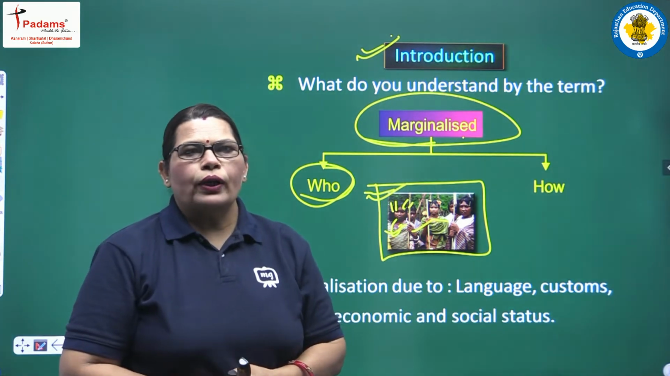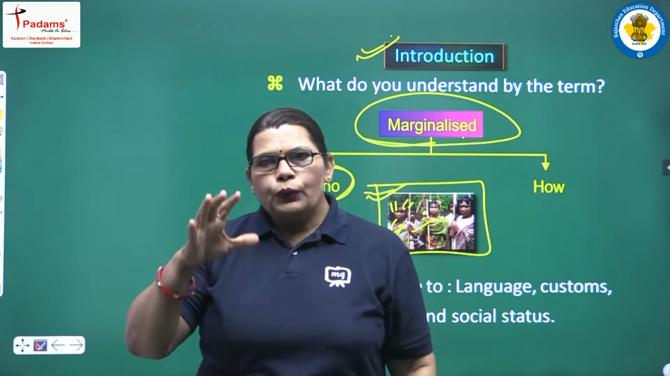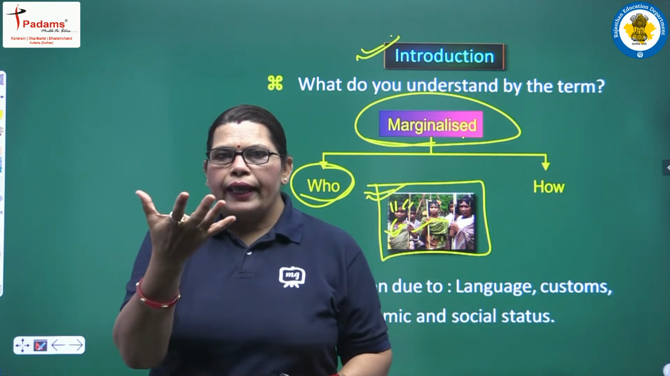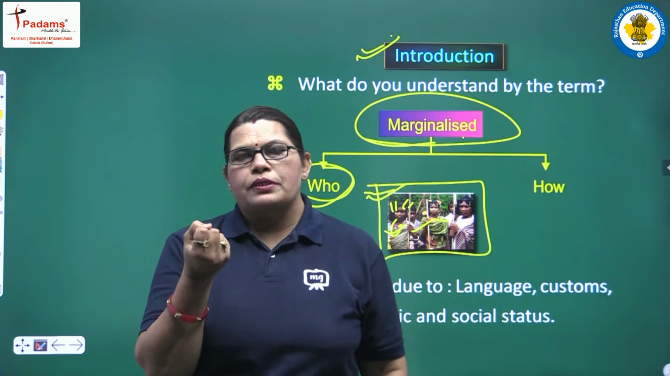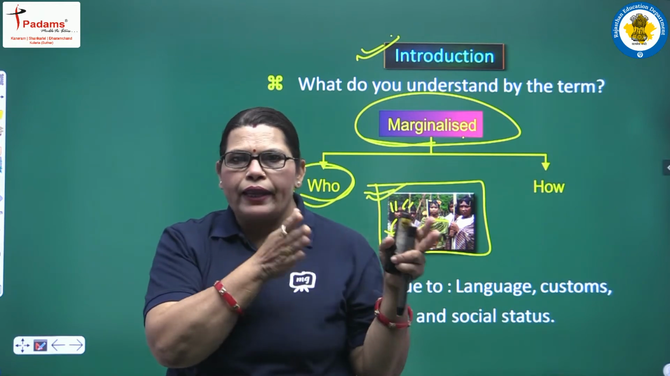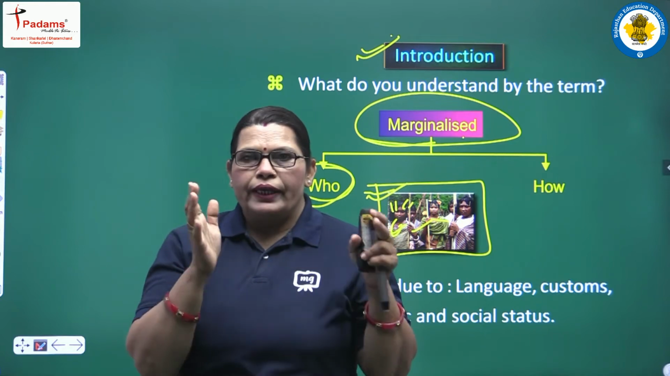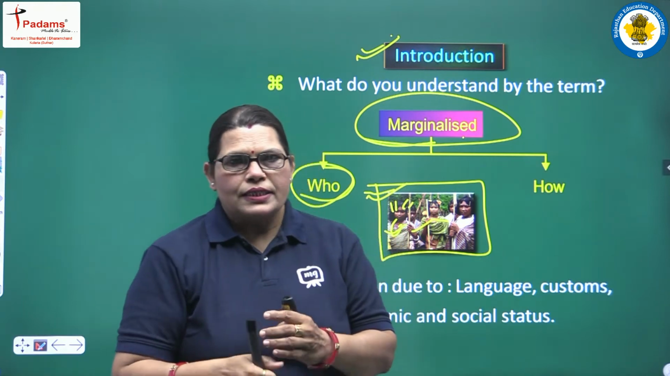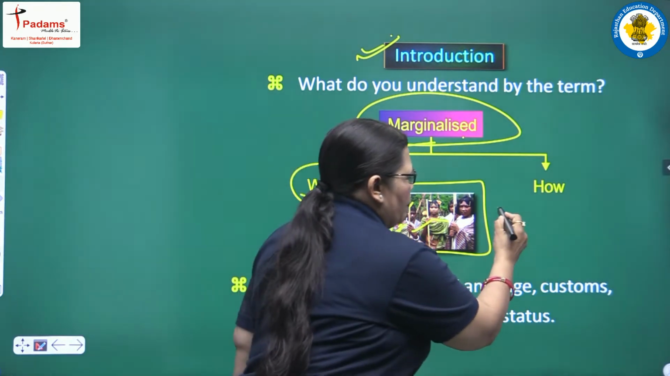I am giving one more example. You have 10 pencils and 1 pen with you. Among these 11 items, which item is marginalized, the pen or the pencil? We have 10 pencils and only 1 pen. The 1 pen is marginalized.